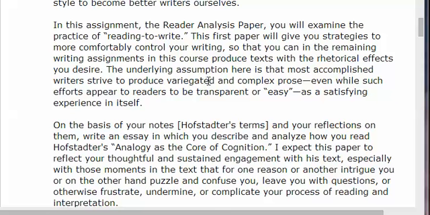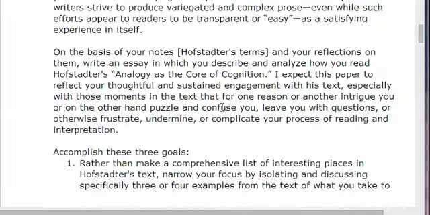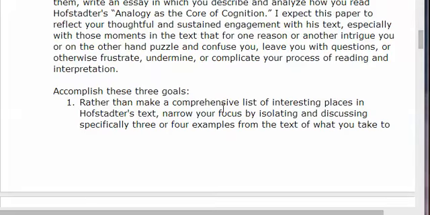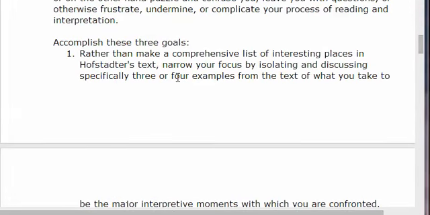The underlying assumption here is that most accomplished writers strive to produce variegated and complex prose, even while such efforts appear to readers to be transparent or easy as a satisfying experience in itself. So these are the goals that I'd like you to think about when you're writing this paper.